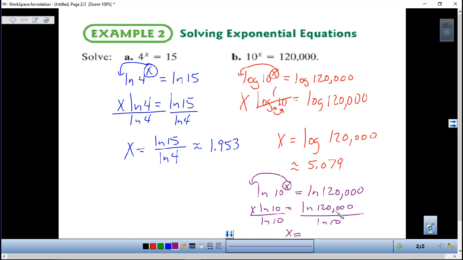So when I put this in my calculator, guess what I get? I get the exact same number that I got before. And of course, this decimal goes on. I just stop at 3 decimal places because that's pretty much as far as you have to go for right now.